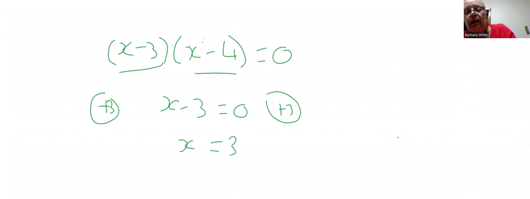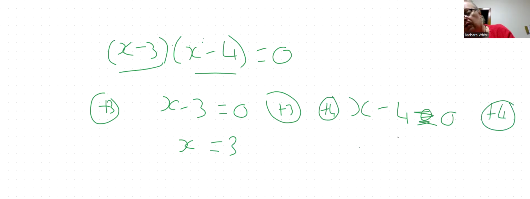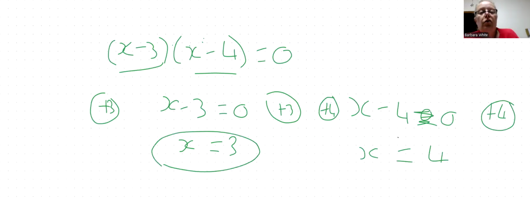And we'll do the same thing over here. X take 4, for x take 4 to equal 0, we must add 4 to each side to find out the value of x. And we're going to go x equals 0 plus 4, which is 4. These are the x-intercepts. These are the places where it crosses the x-axis.